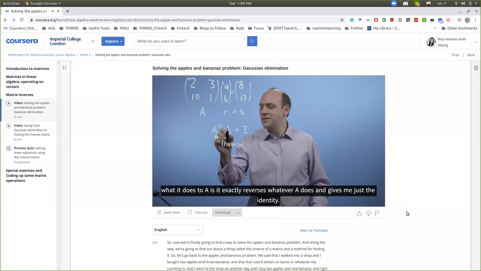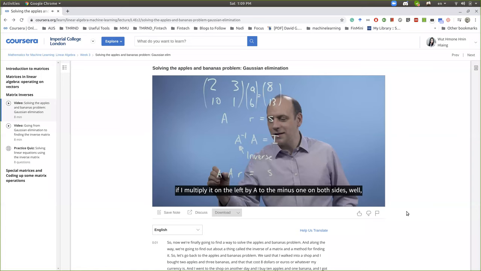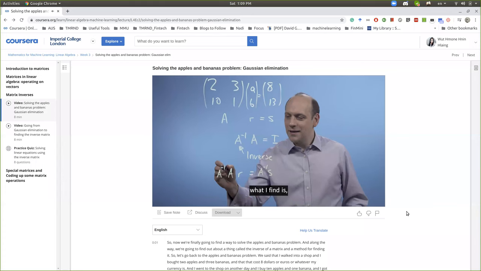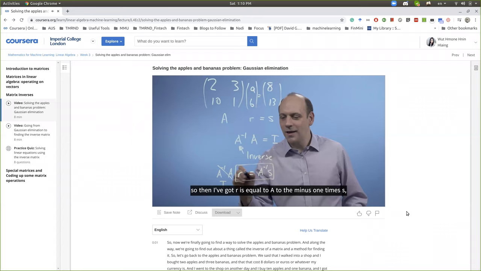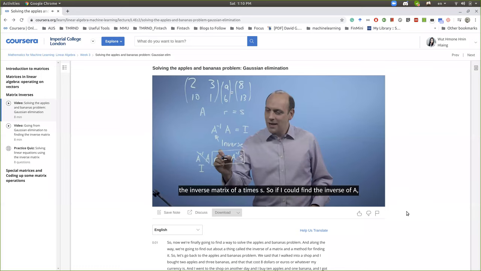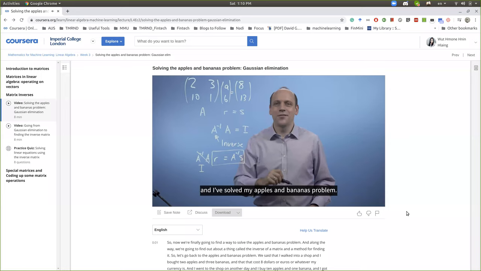So if I take this equation, AR equals S, and multiply it on the left by A to the minus 1 on both sides, what I find is that this is just going to be the identity, which is the matrix that does nothing. So when I multiply the identity by R, I just get R. So then I've got R is equal to A to the minus 1 times S, the inverse matrix of A times S. So if I can find the inverse of A, I can solve my problem, and I can find what my A and B are, and I've solved my apples and bananas problem.